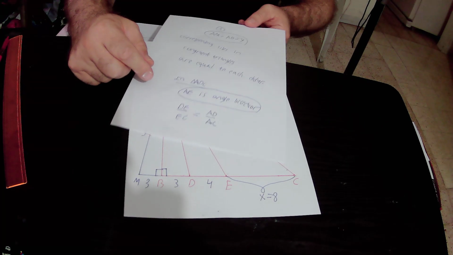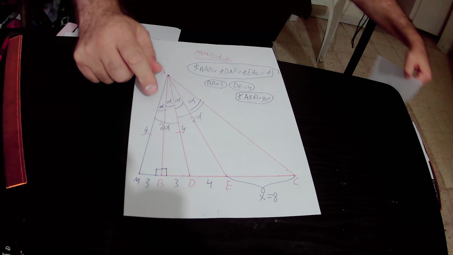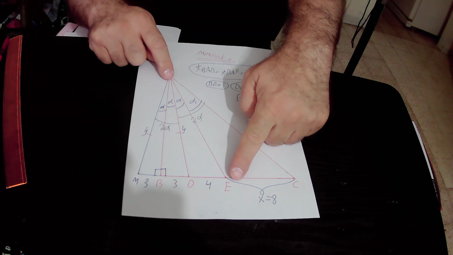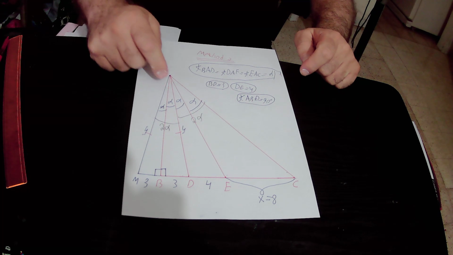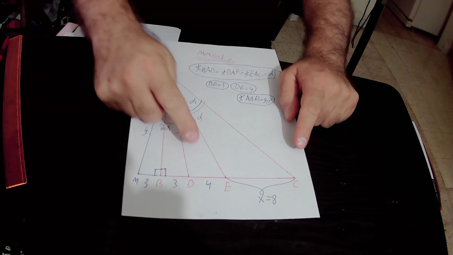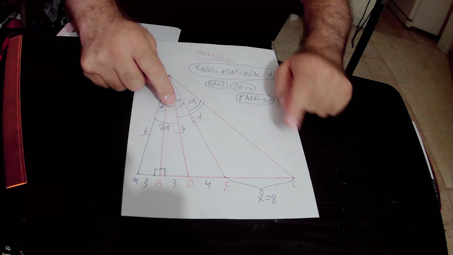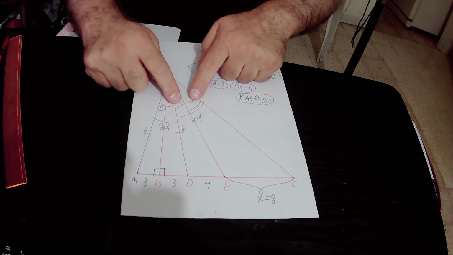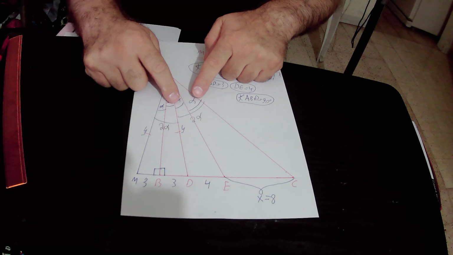Okay, then we focus on triangle DAC. In triangle DAC, we know that AE is an angle bisector. Why is AE an angle bisector? Because it divides angle DAC into two equal parts, angle alpha and alpha.